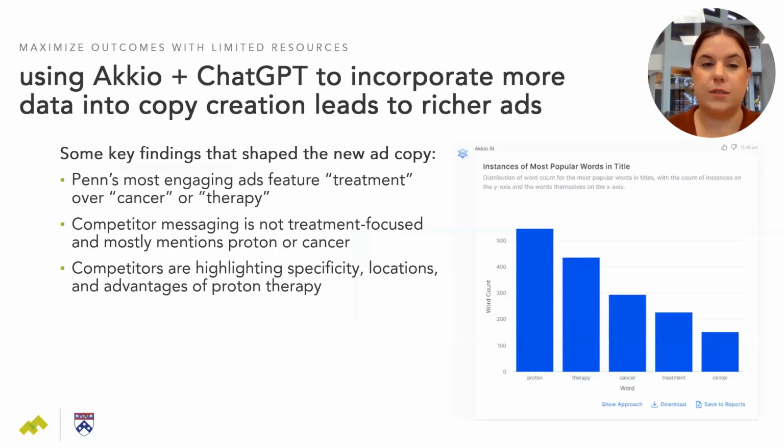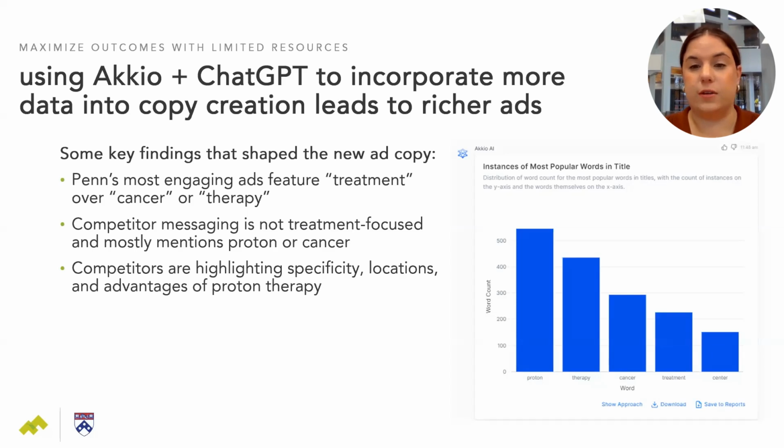So what do some of those outputs look like? Here's an example. I mentioned analyzing competitor ad copy. So in this case, we uploaded that ad copy to Akkio. We were able to use, again, the Chat Explore functionality to understand and engage with that data set.